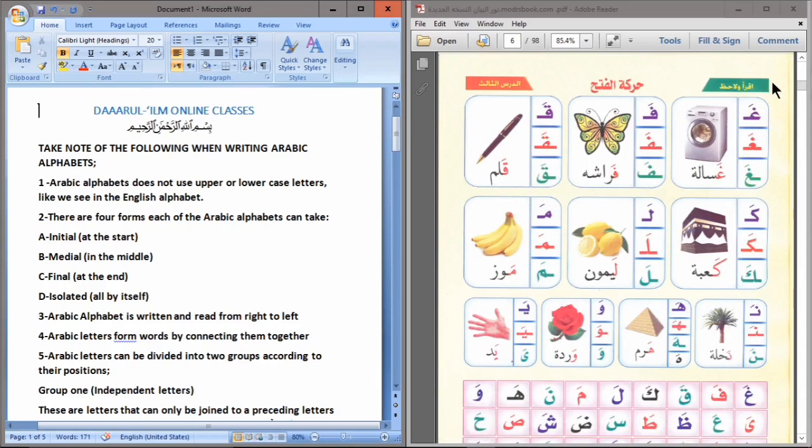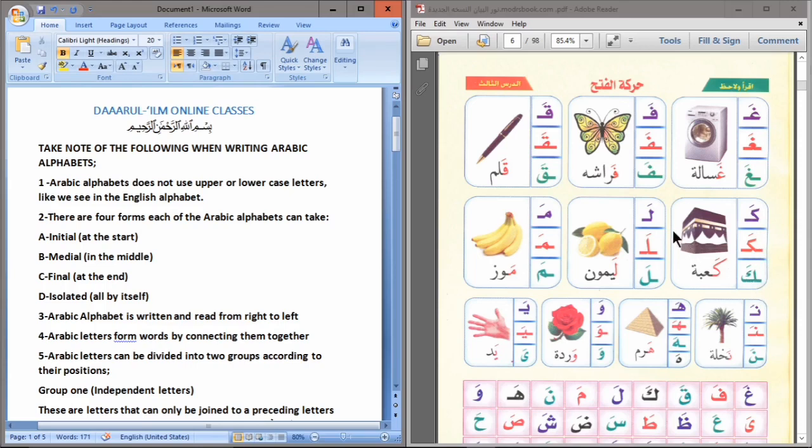So this is Ghain at the beginning, how it looks like, and this is Ghain in the middle, and this is Ghain at the end. This is Fa at the beginning, Fa in the middle, and Fa at the end. This is Qaf at the beginning, Qaf in the middle, and Qaf at the end. This is Kaf. How Kaf looks like at the beginning is like this. It is different from its letters. This is Kaf in the middle, how it looks like, and this is Kaf at the end of a word.